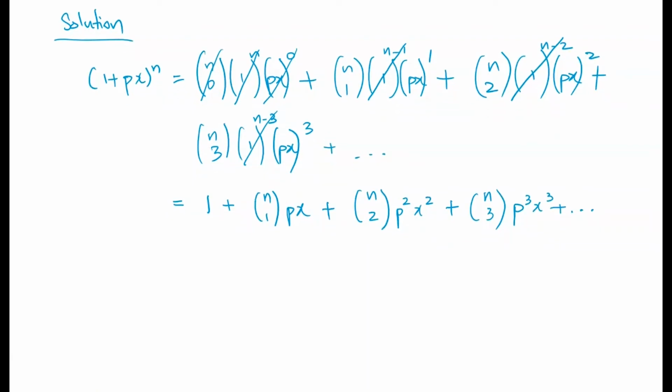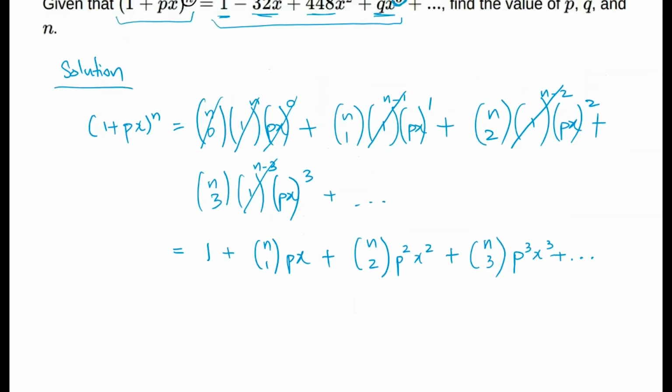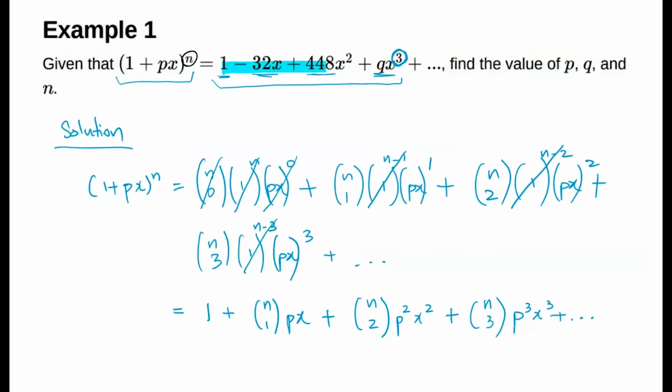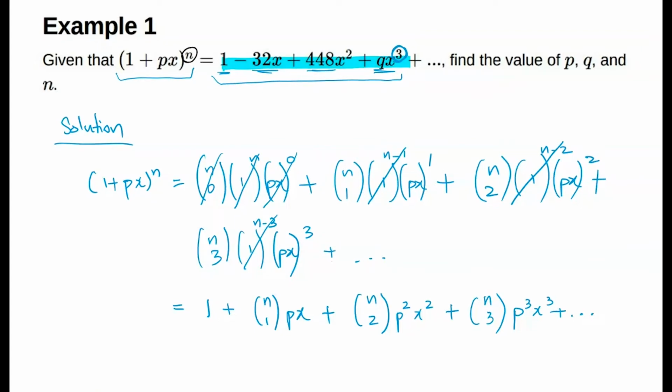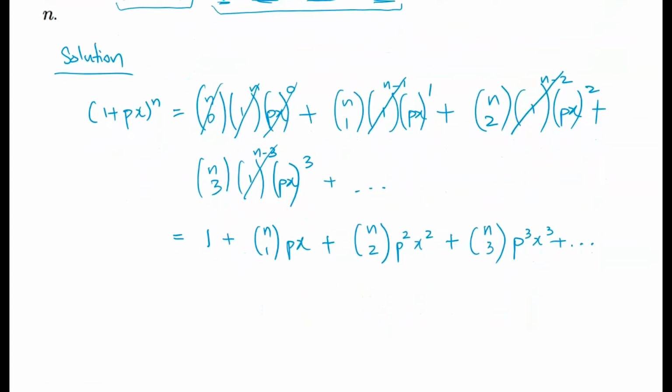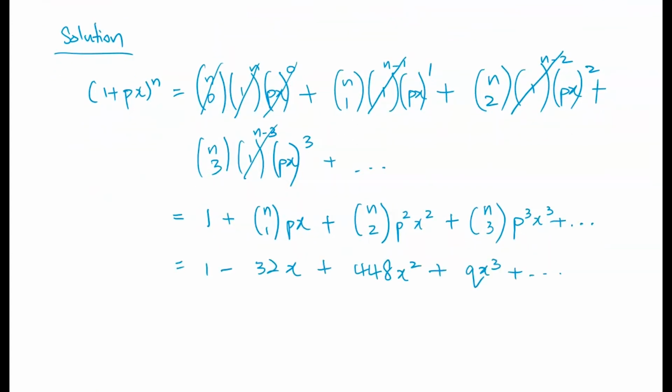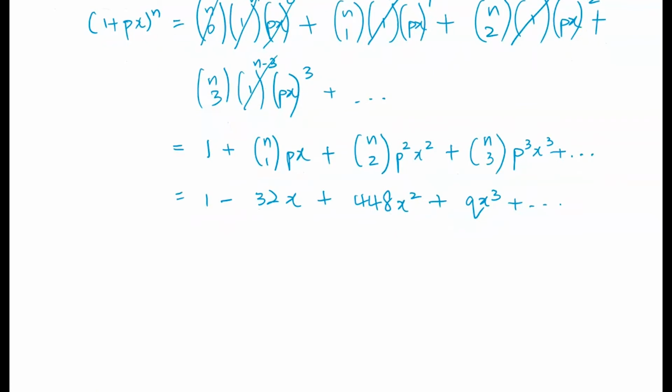This is what I get when I do the expansion. And the question says that the expansion equals 1 minus 32x plus 448x squared plus qx cubed. So let me equate what I have found with what is given. Now to find the value of n, p, and q, I have to compare coefficients.